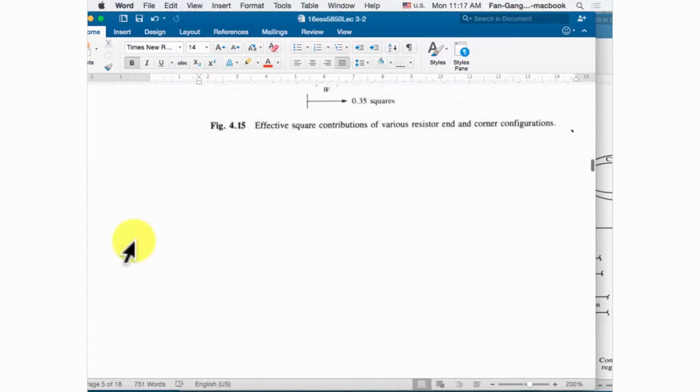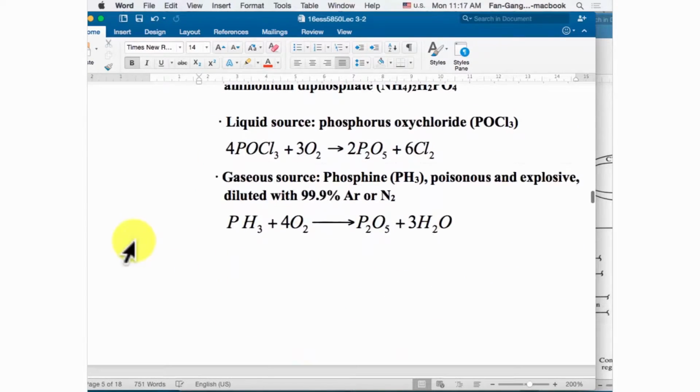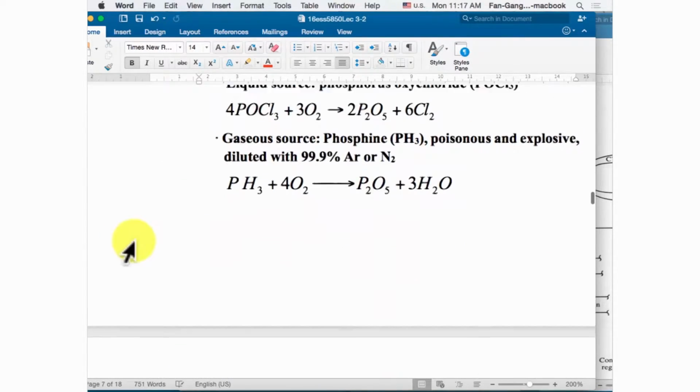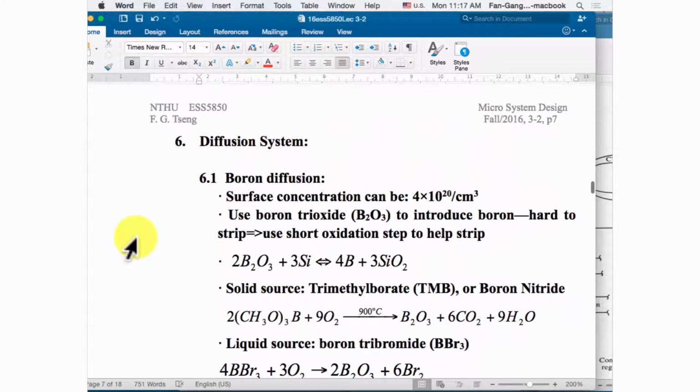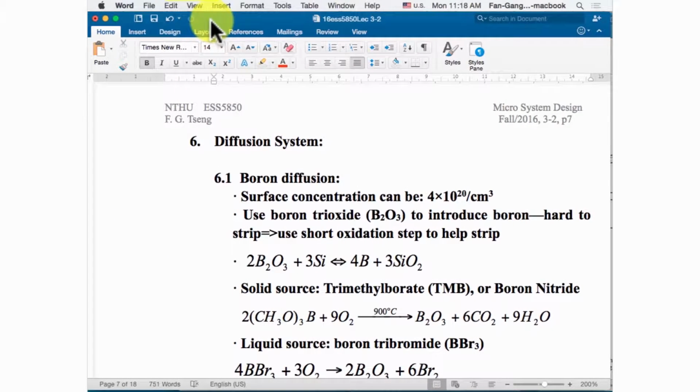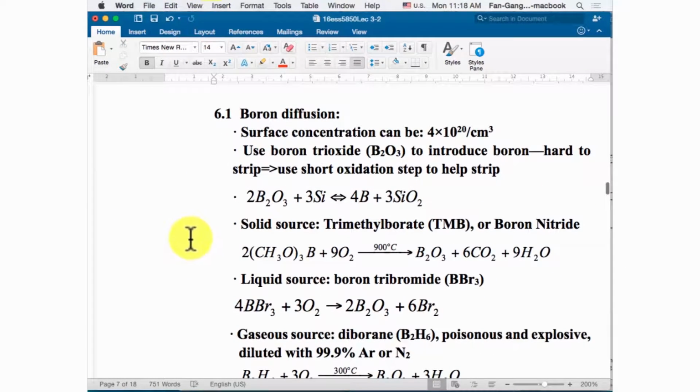Okay, if no further question, we can go on for the next part, or we still have a lot of parts to go. So let me quickly go through the diffusion system. You can take a reference later on for the process.